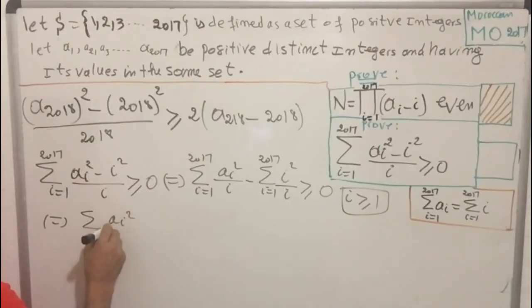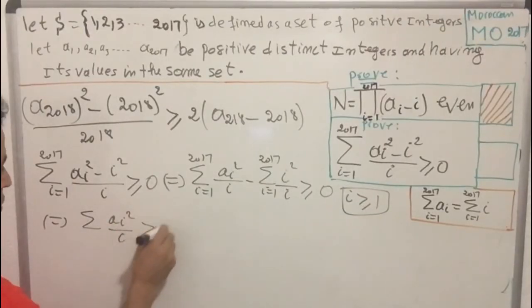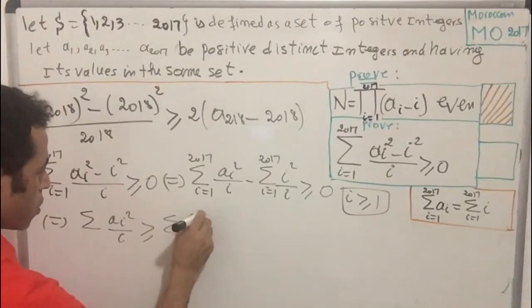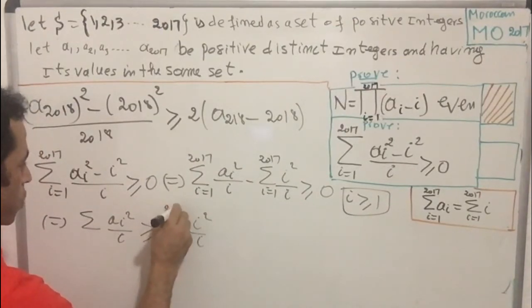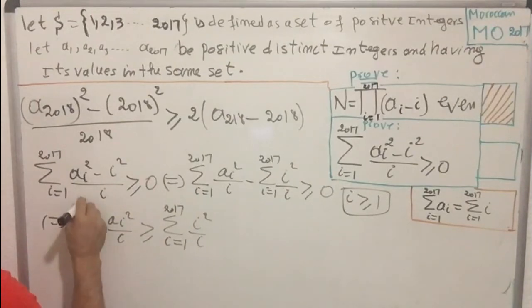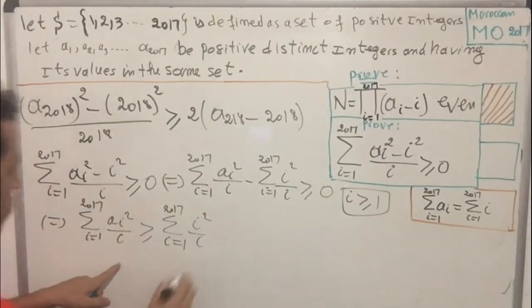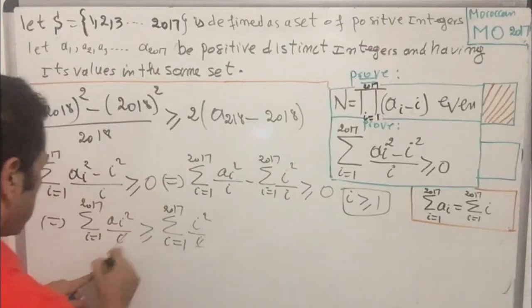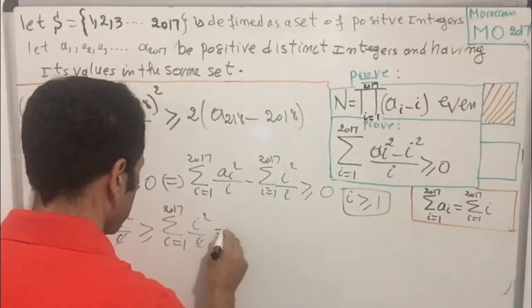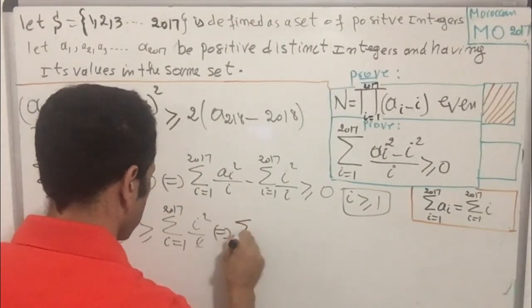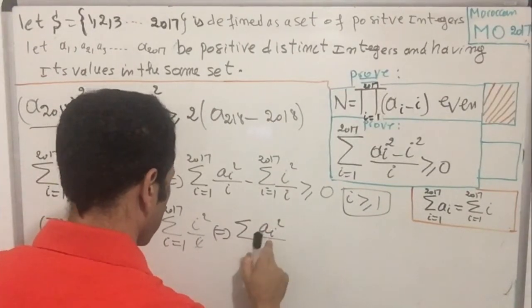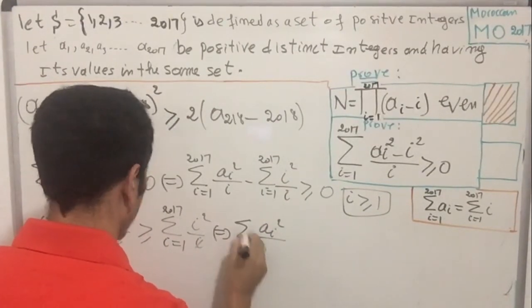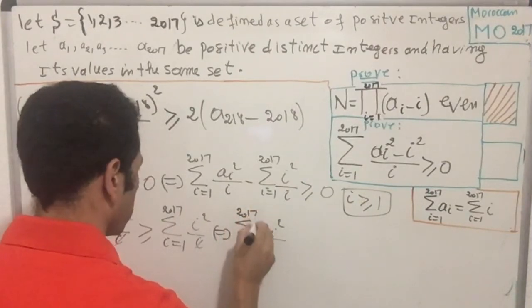On the other side, I square over I, I goes from 1 to 2017. I'm going to simplify by I. So an equivalent is I square over I square, I goes from 1 to 2017.